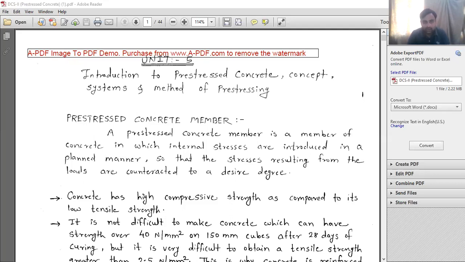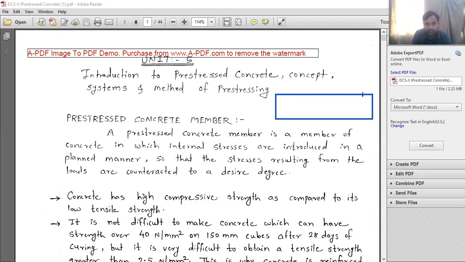So now we will start with prestressed concrete. Now, prestress means what? Generally, what is our normal concrete? If I draw the diagram over here, if you see our normal concrete, I will draw the beam. Suppose this is a beam. In this beam, we place the steel reinforcement.